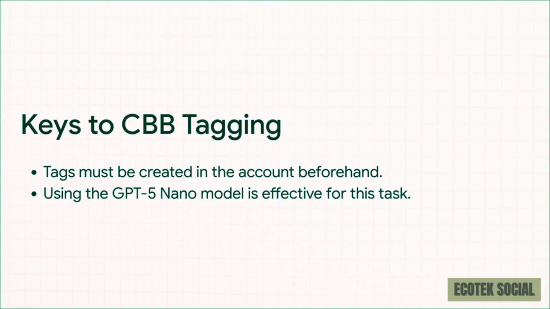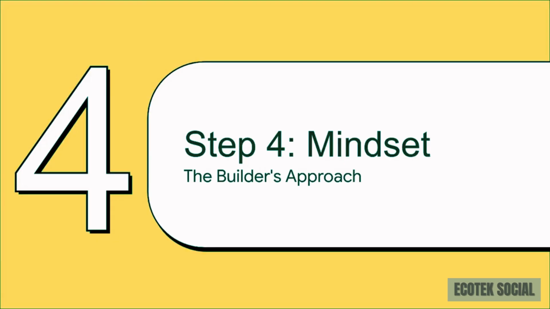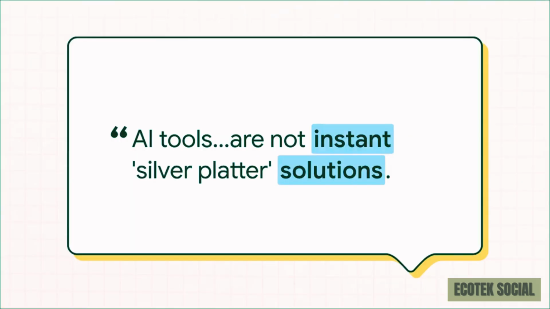First, you have to create your tags in the system before you ask the AI to use them. And second, remember that different AI models have different strengths. For this kind of task, a model like GPT-5 Nano is known to just work incredibly well. Okay, let's shift gears a little bit here, because we're moving from the technical stuff to the mental game. Step 4 is all about adopting a builder's mindset, and this might honestly be the most important step of all for your long-term success. I love this quote because it just sets the right expectation.